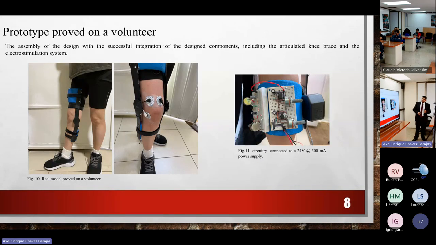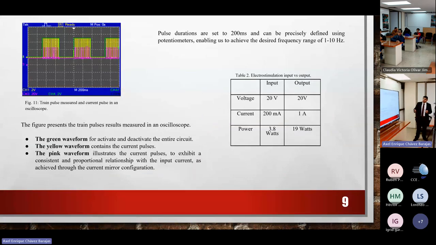Here we can see the whole assembled prototype of the design, and we can see the different stages. First, we can see the assembly. Second, we can see the electrodes, and we can see the circuitry connected to the prototype. Here we simulate on an oscilloscope the different waveforms that the circuitry provides.